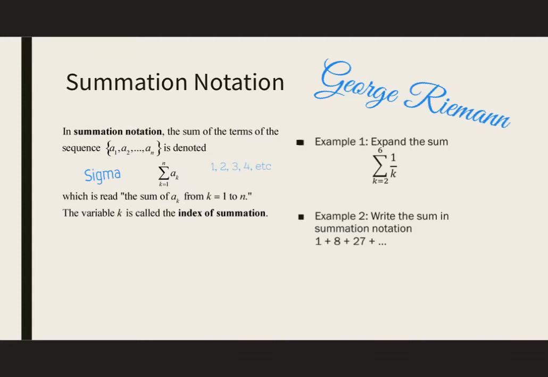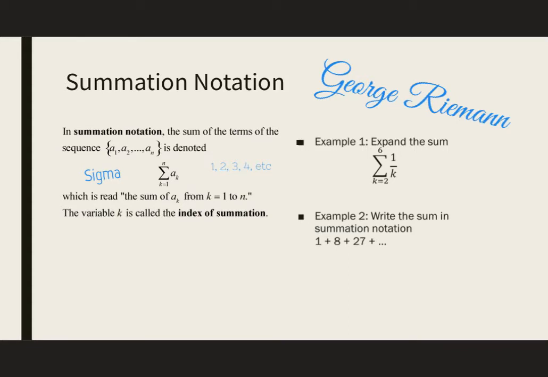In example 1, we're being told to expand the sum, but in example 2, we're asked to write the sum in summation notation. All right, so with the first one, we have the Riemann sum from k equals 2 to 6. That means we'll have 2, 3, 4, 5, 6, 5 terms. The one that we plug in 2 for, 3, 4, 5, and 6.